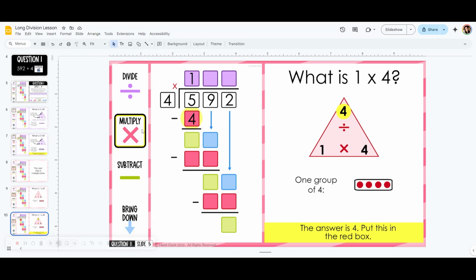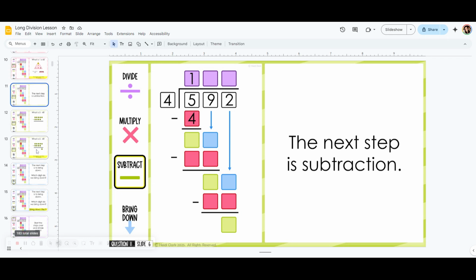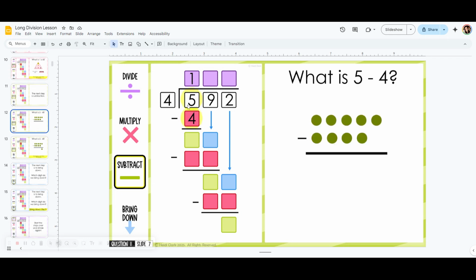And then you can kind of see what's coming next. If you go down, you see subtract, and it's green, so we're going to be working with this green box. We're going to subtract 5 minus 4 to see what's left over here. 5 minus 4 is 1, and we put that here in the green box. So basically we did 4 into 5. It went in one time, but 1 times 4 is only 4, so there was 1 left over. That's important because as we move on to our next digit, which is the 9, we're going to keep that leftover 1 with us.